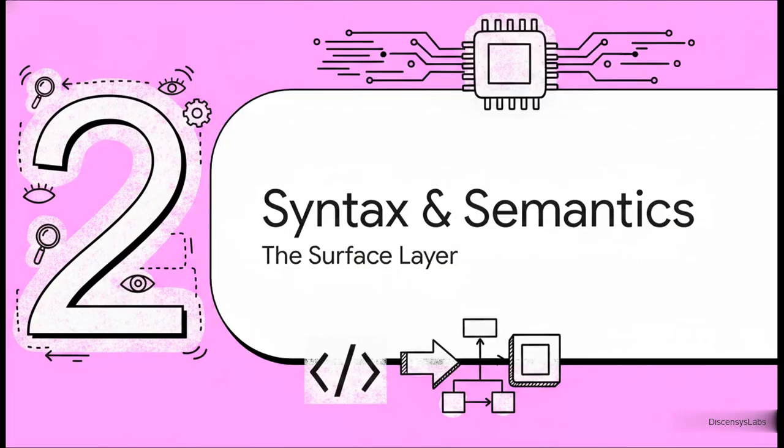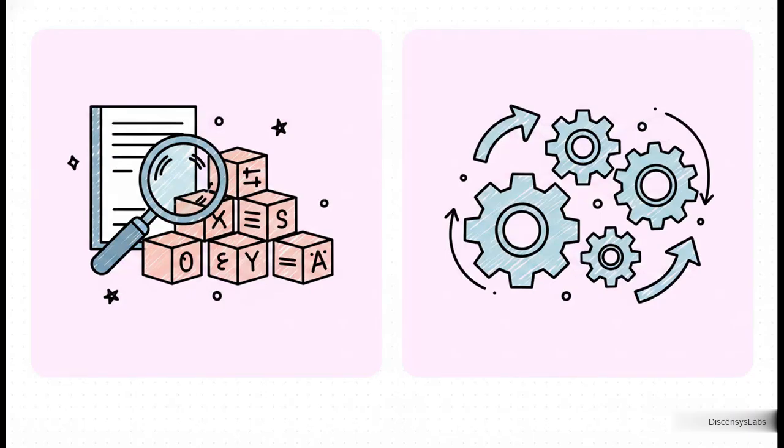Section 2. Syntax, semantics, and meaning, the surface layer. Okay, so there's this constant tug-of-war going on between the visual rules of syntax and the functional reality of semantics. Syntax is essentially the vocabulary on your screen. It defines the rules for keywords, operators, and formatting. And let's be honest, developers will happily argue for hours over syntax formatting, tabs versus spaces, where the bracket should go. But semantics are what actually dictate whether the code works.